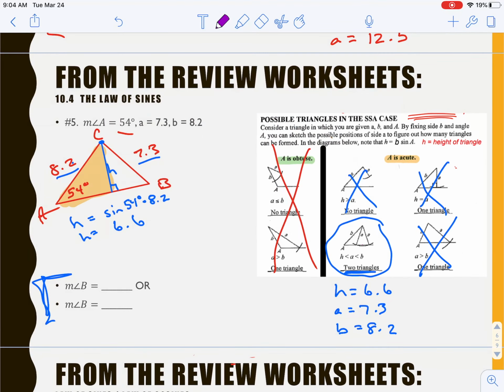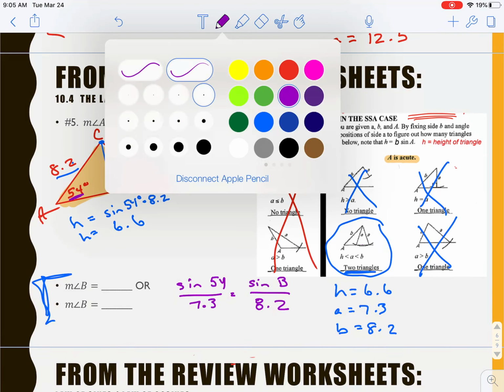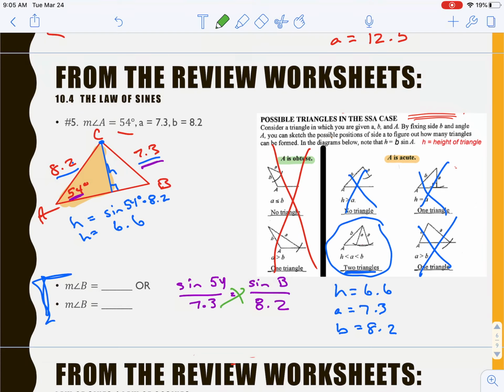Once we know that, we just use our law of sines because we do have a matched pair, right? We have angle A and side A. So the sine of 54 over 7.3 is equal to the sine of whatever angle B is over 8.2. We will cross multiply, and we'll divide both sides by 7.3. So I know the sine of B.